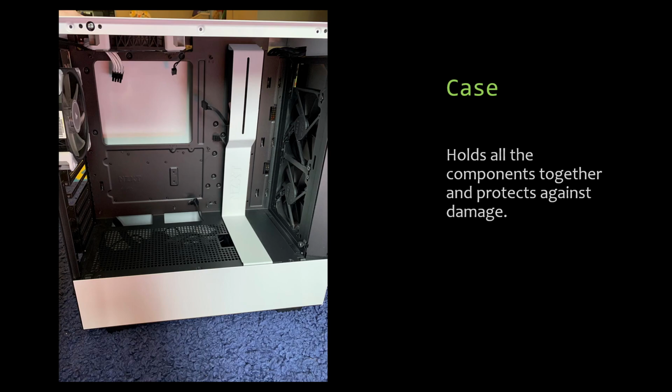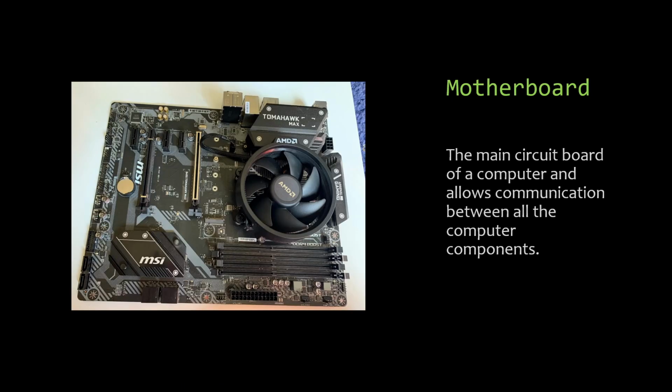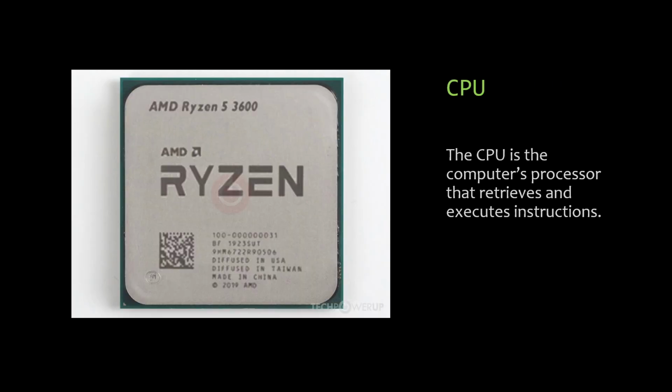So the case holds all the components together and protects against damage. A motherboard is the main circuit board of a computer and allows communication between all the computer components. My motherboard is an AMD motherboard. You can also get Intel, so this is going to differ a little bit if you have a different type of motherboard, so keep that in mind. The processor, the CPU, is the computer's processor that retrieves and executes instructions. I have the 3600. I did not take my cooler off to save time, so this is what mine looks like if you took it out.